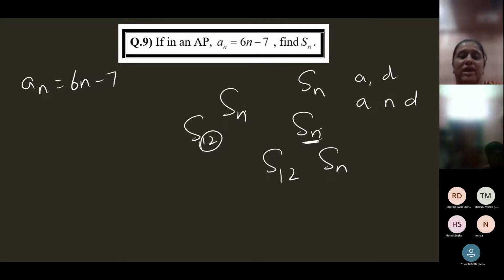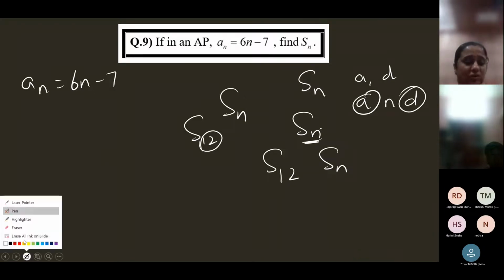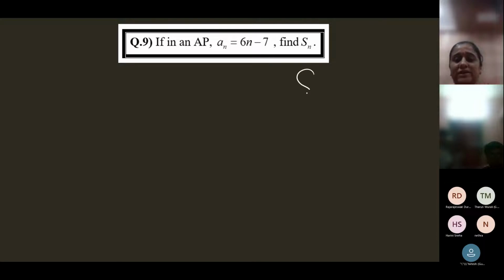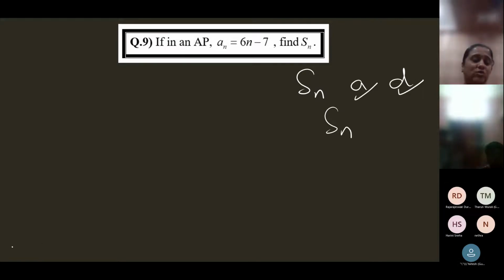So you're not worried about the value of n. Then you want the values of a and d. But we don't have the values of a and d. To find Sn, we need the values of a and d. n is n only. So you need to find the value of a and d, and then only you can find Sn. So how to find the value of a and the value of d?